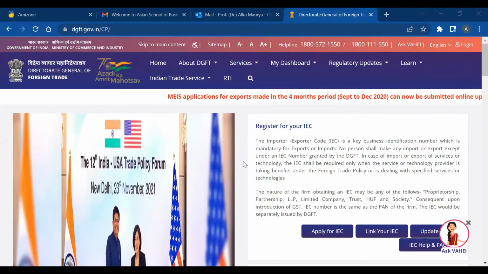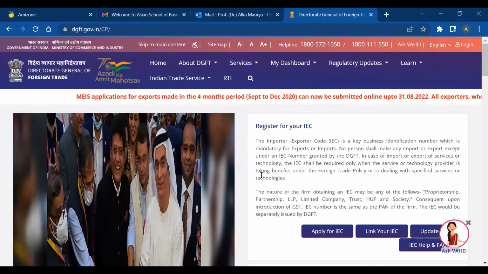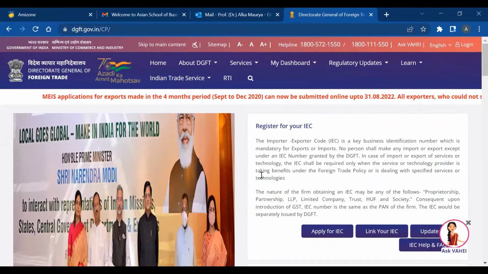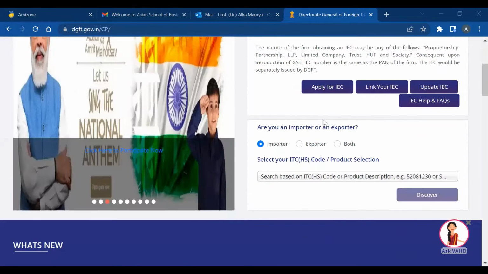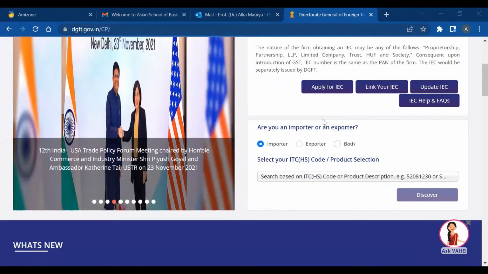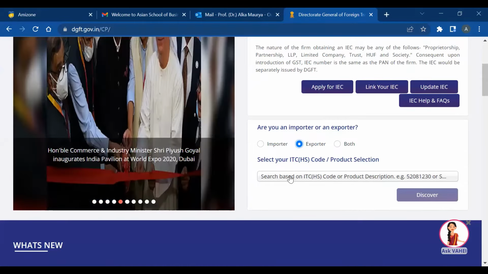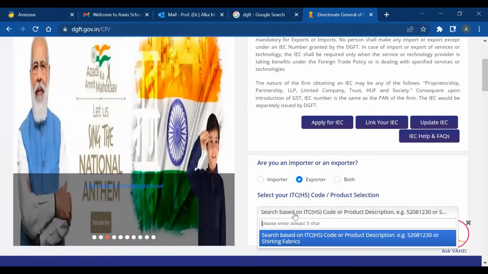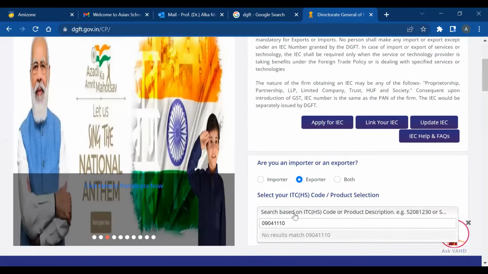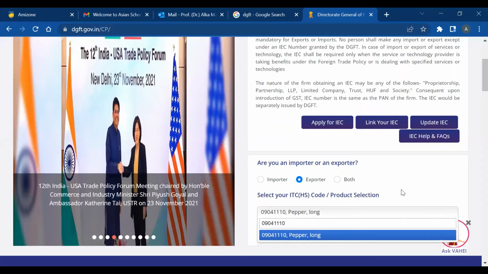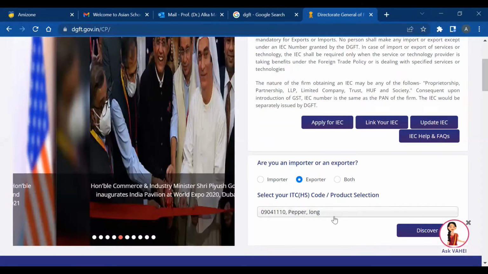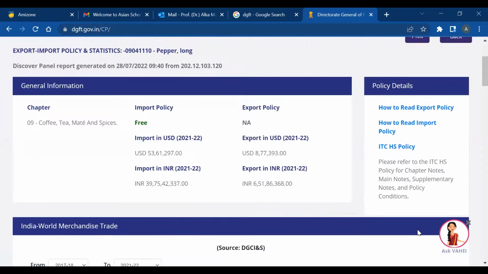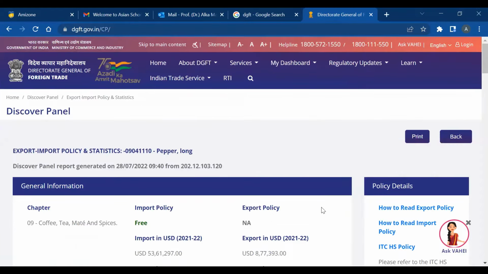To select product and market for export from India, one can visit the website of Directorate General of Foreign Trade. Depending upon whether you are into export or import, you can select the appropriate category and then select the product for which you want the information as far as trend for export from India is concerned or the foreign trade policy regulations are concerned. In my case, I have taken pepper as product for export from India. And once I've selected the product, I'll click on Discover. And this is how your report is generated.